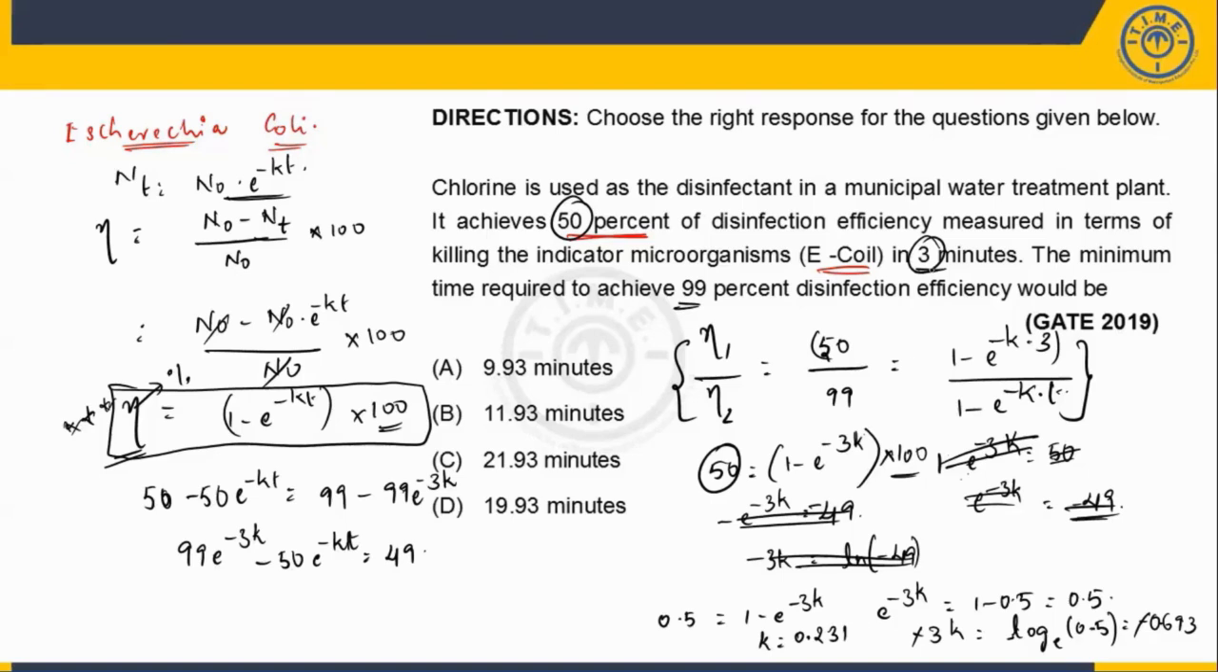0.231. But here the time is in minutes. Therefore, the unit of k will be per minute, if I'm right. Yes or no? Yes, sir. It will be in per minute.